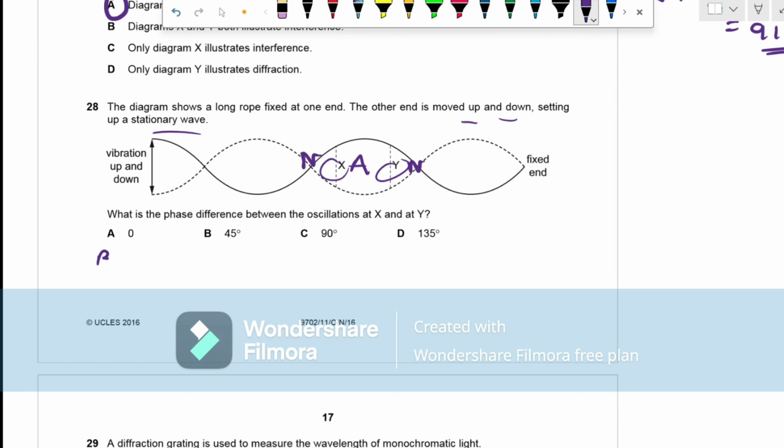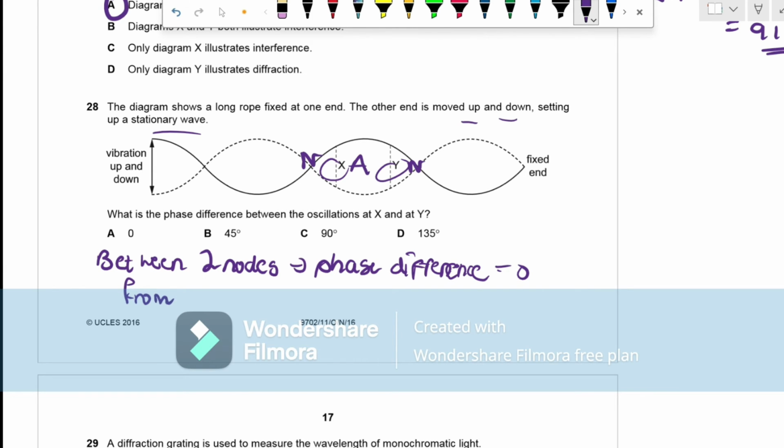It's always a fact that between two nodes, the phase difference is 0, and I'm going to explain why. Then from one antinode to another, the phase difference will be equal to 180 degrees.